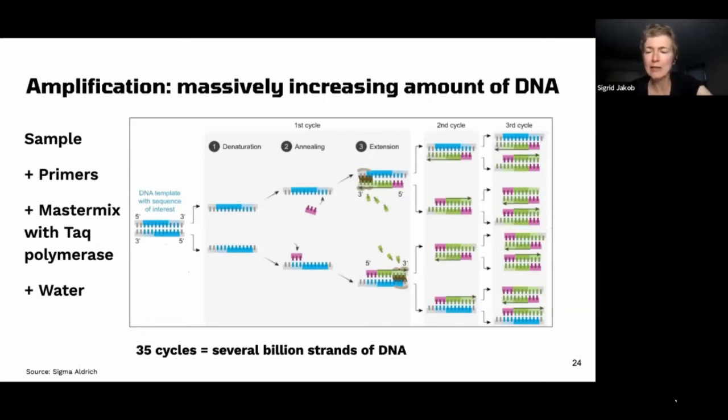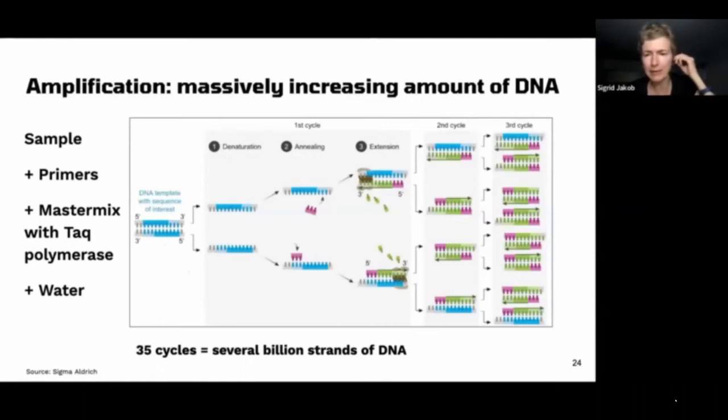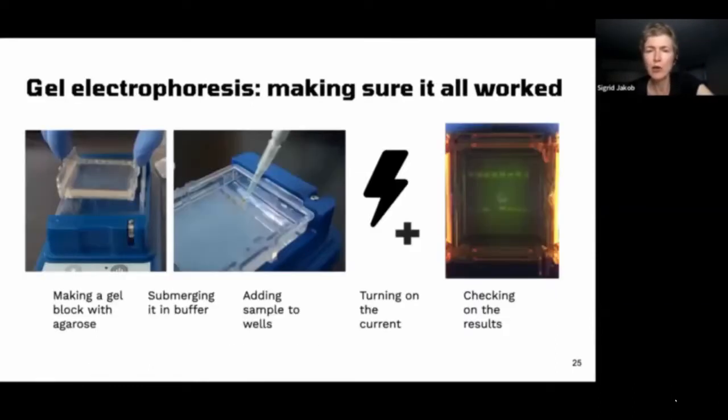But Sanger sequencing still costs a couple of bucks, and you don't want to send something off that might not have worked. So you're doing gel electrophoresis. And what's involved here is pretty simple. You're making a jelly block with agarose. It's just like a little block of jelly. You can kind of see it in the picture.